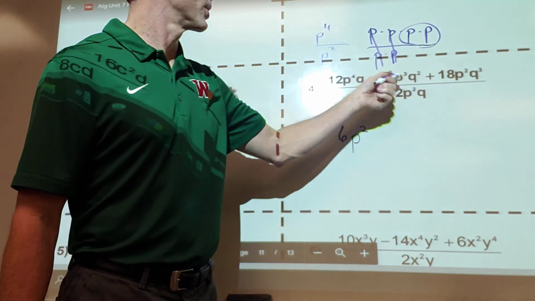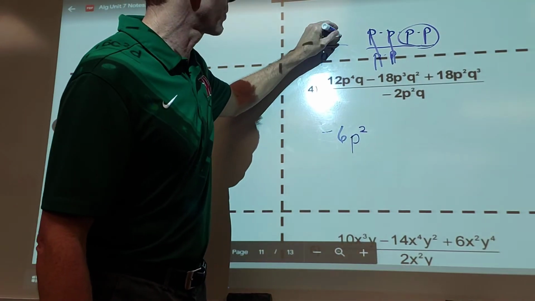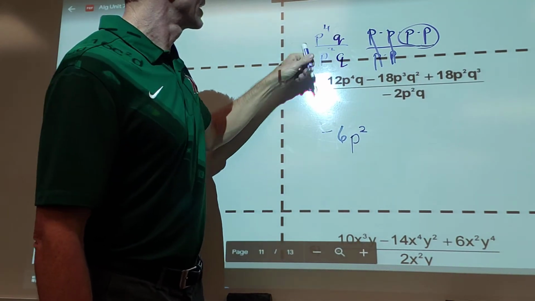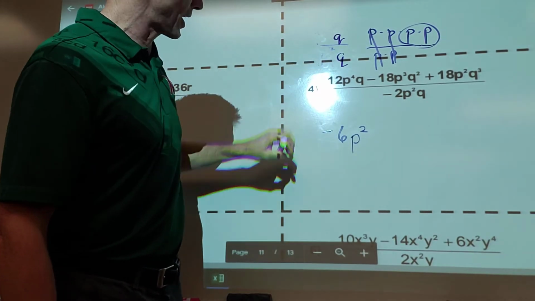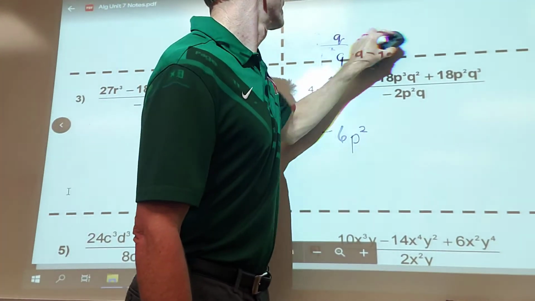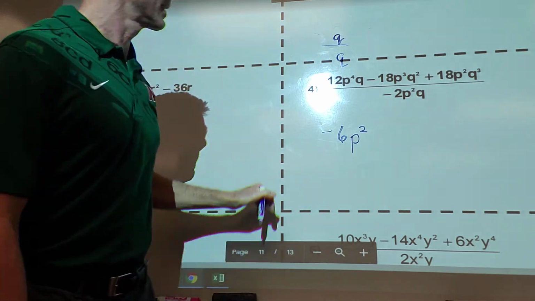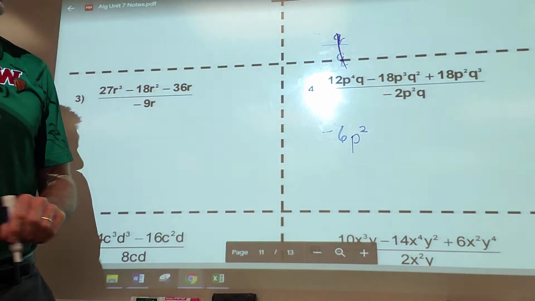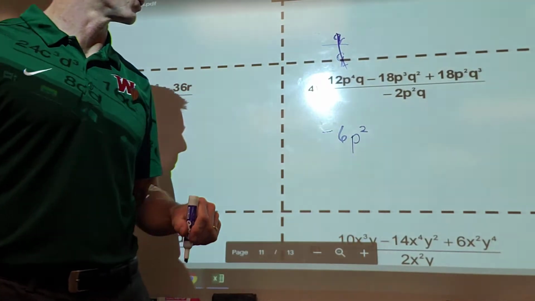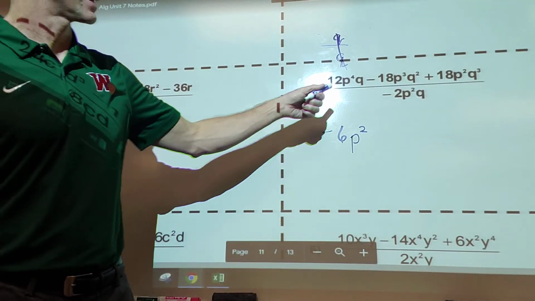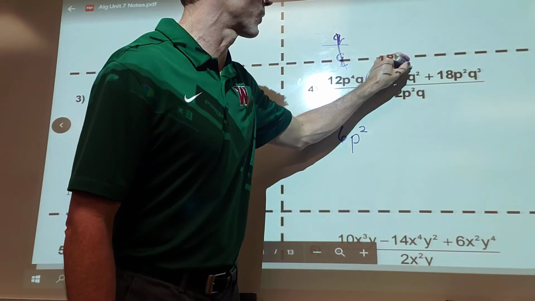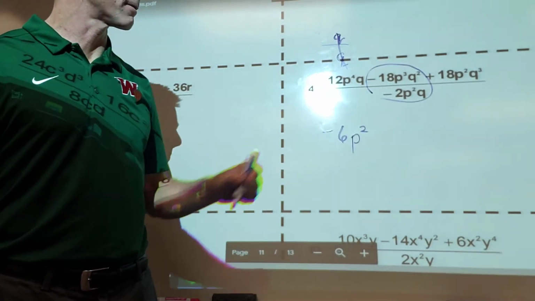With q, if we went back to what we had originally, I had a q up top and a q on the bottom. So just like we did with the p's, those q's will cancel out. This q is going to cancel with that one. Same thing from the previous problems. Now we will do the middle portion. We've already divided that.